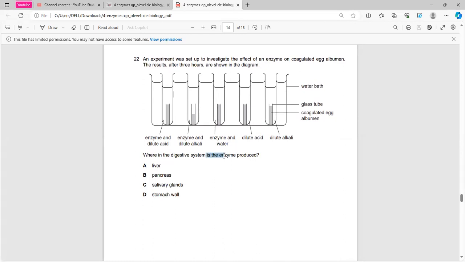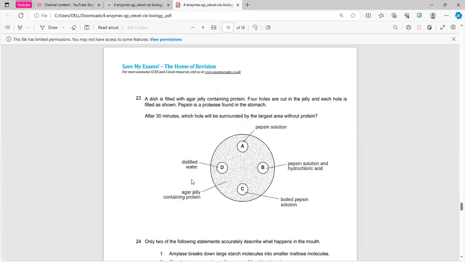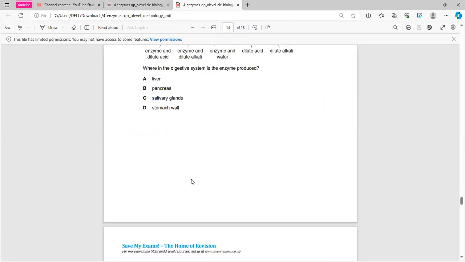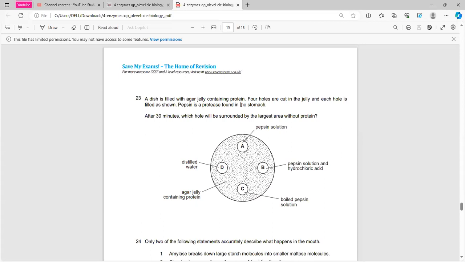Where in the digestive system is the enzyme albumin produced? Albumin is a protein, and all proteins are produced in the liver. In question number 23, the same concept of enzyme and optimum pH has been tested. You need to know that pepsin works best in acidic pH.